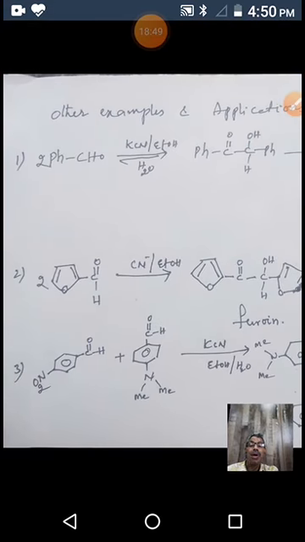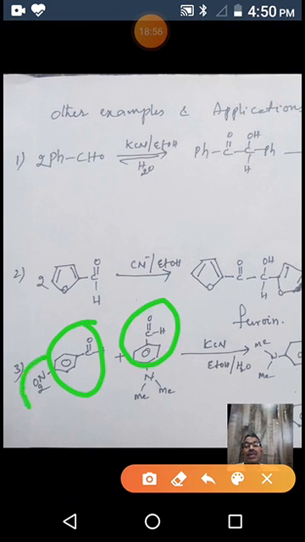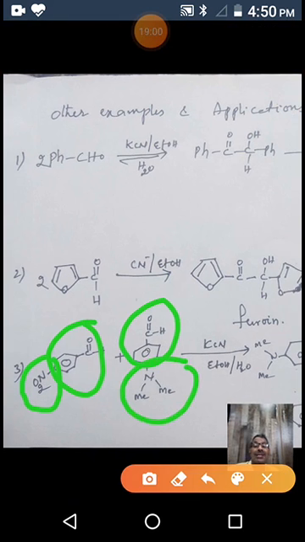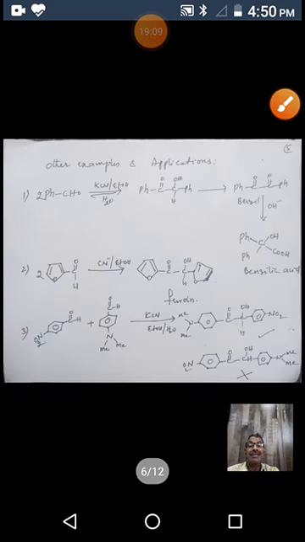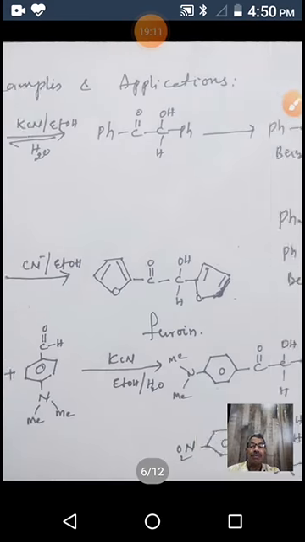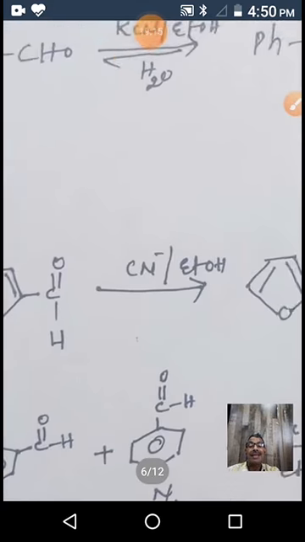So one more example. You see these two are benzaldehydes. This one is a benzaldehyde, this one is also a benzaldehyde. But this group is attached with NO2, and this group is having a dimethylamine group. Just now we discussed this is a plus M group, this is a minus M group. So the aromatic aldehyde which has a plus M group acts as donor, and the aromatic aldehyde with minus M groups acts as acceptor.